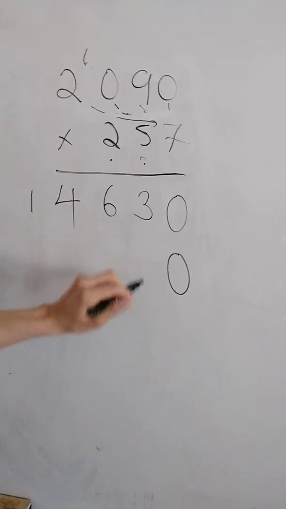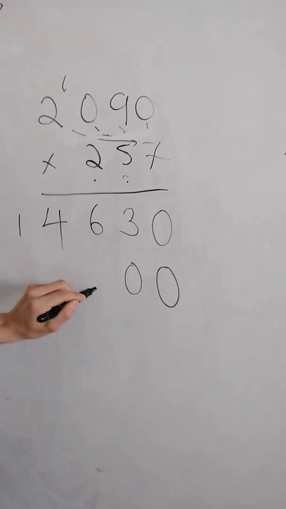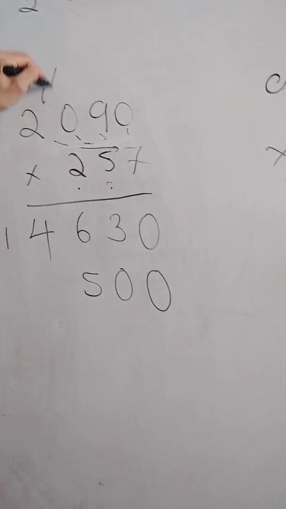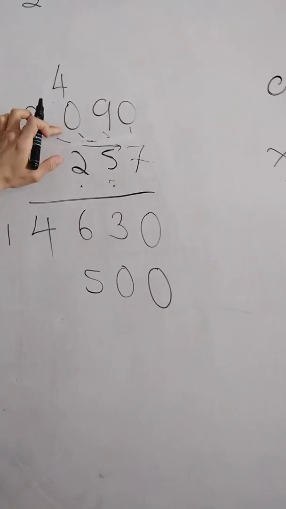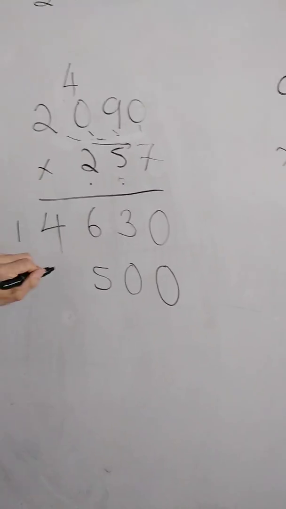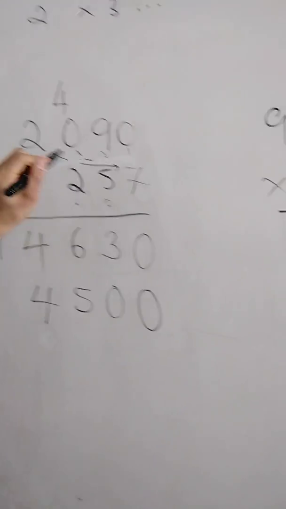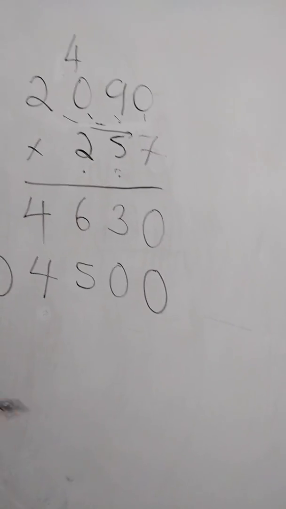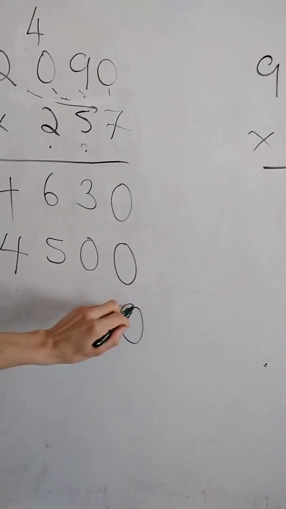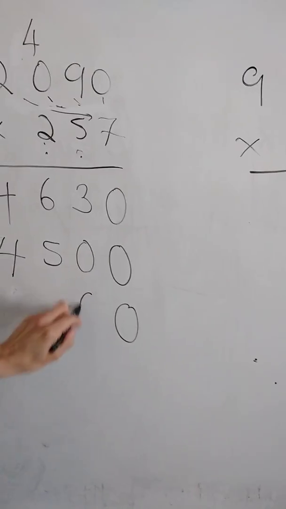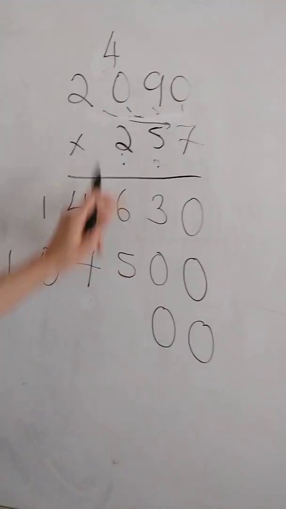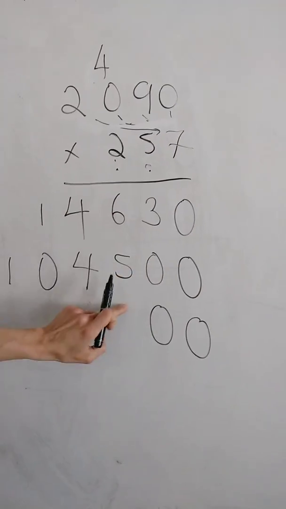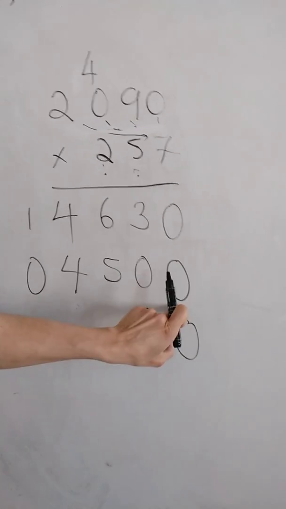So 0 times 5, 0. 9 times 5, 45. Okay? So 0 times 5, 0. 0 plus 4, 4. 4 times 5, 20. So 2, 0. Nice. Next, 0, 0. Okay? So when you move down the ladder, every time you move down the ladder, you add a 0.